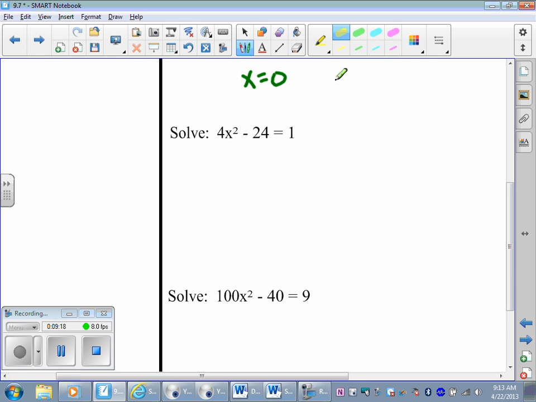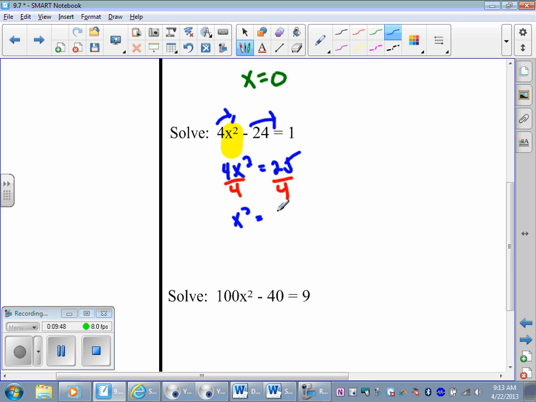But what I'm going to do is recognize that I need to get x squared alone. Now, how am I going to do that? I'm going to have to move the negative 24 and the 4 to the other side. So I get 4x squared equals, adding 24 over here, makes 25. Now, I need to get x squared alone, so I need to divide both sides by 4. So now I have x squared equals 25 fourths.